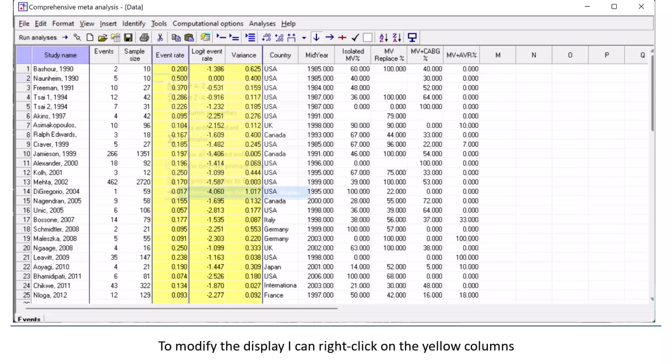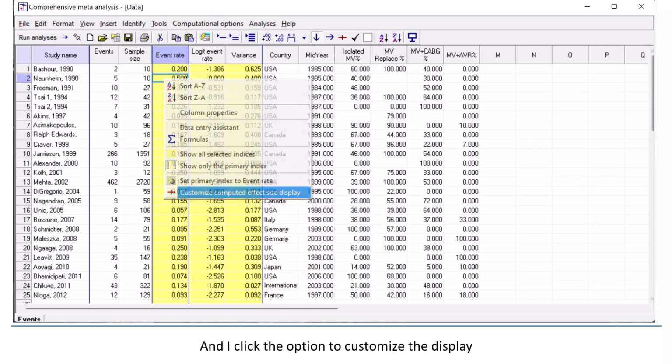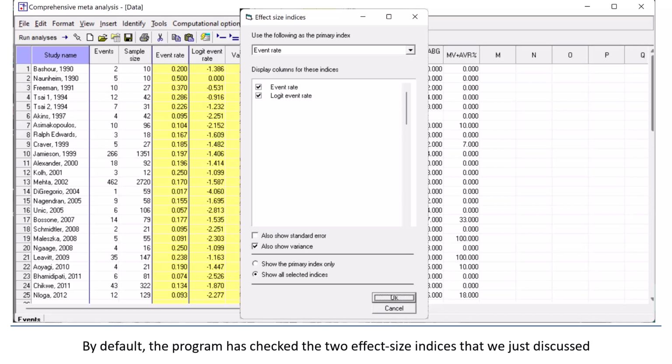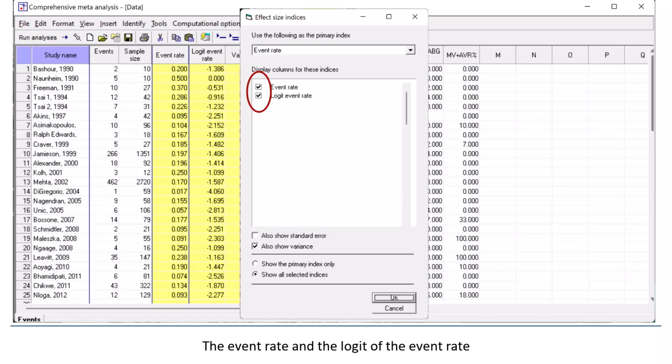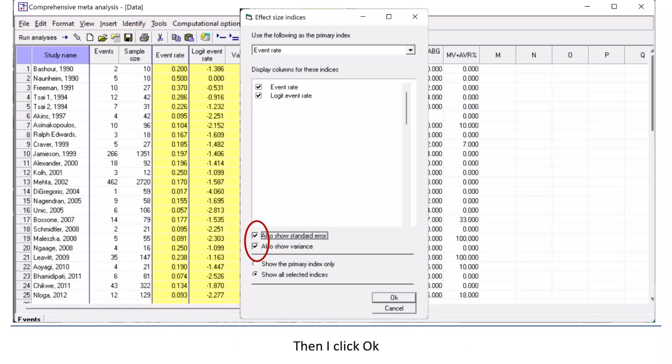To modify the display, I can right-click on the yellow columns, and I click the option to customize the display. The program opens this wizard. By default, the program has checked the 2 effect size indices that we just discussed, the event rate and the logit of the event rate. If I wanted to hide the logit, I could uncheck this box. At the bottom, I check the option to show the standard error, and I check the option to show the variance, and then I click OK.